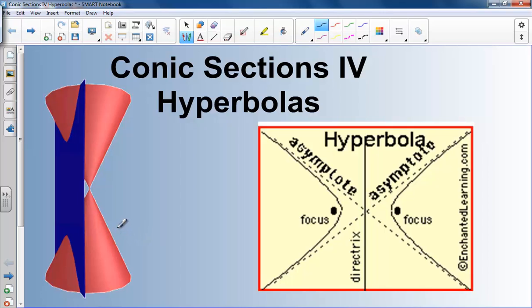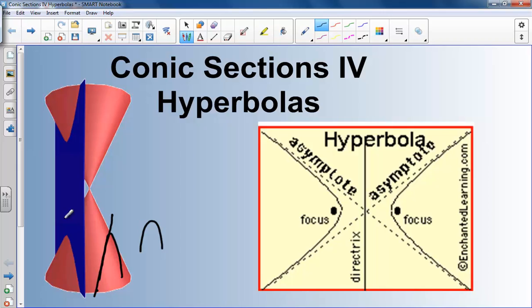So first of all, if I cut through the cone at an angle and I cut all the way down through the base, and I just chop that piece of my cone off, what I would get is this parabola shape here. So if I cut through the cone down to the base, I get my parabola. That was the first conic section.